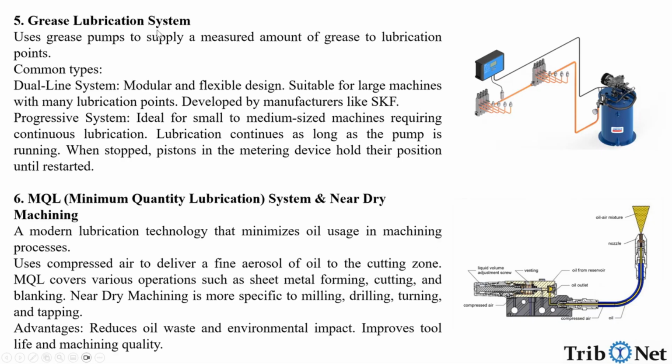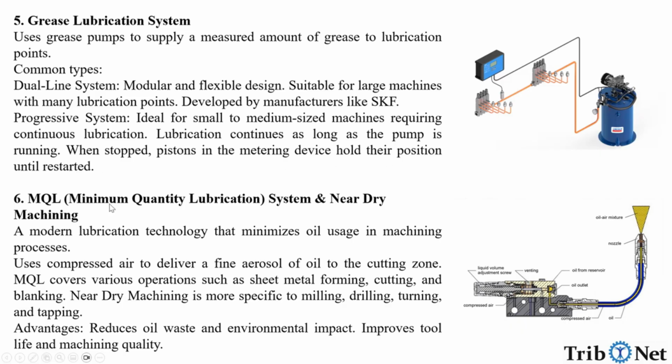Grease lubrication system. It uses grease pumps to supply a measured amount of grease to lubrication points. The common types are dual line system, which are modular and flexible design, suitable for large machines with many lubrication points, and it's developed by manufacturers like SKF. Progressive systems, that is ideal for small to medium sized machines requiring continuous lubrication. Lubrication continues as long as the pump is running. When stopped, piston ends in the metering device hold their position until it's restarted.